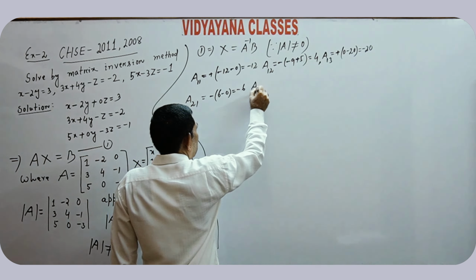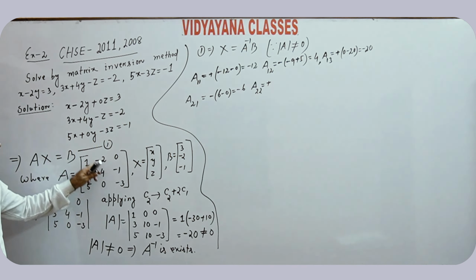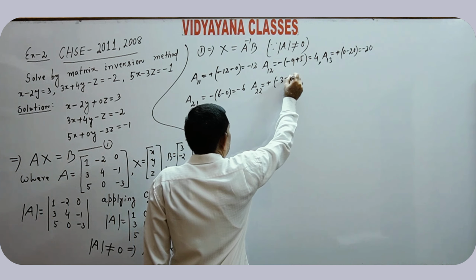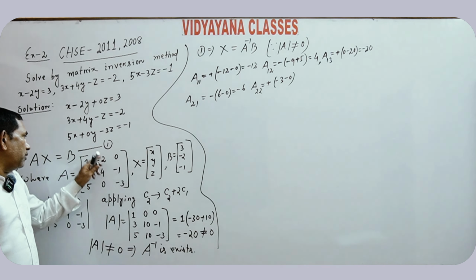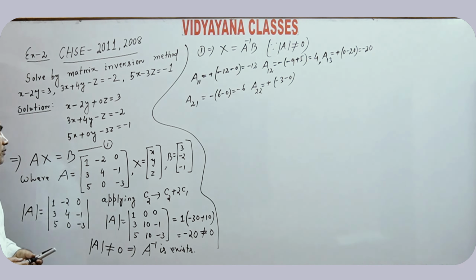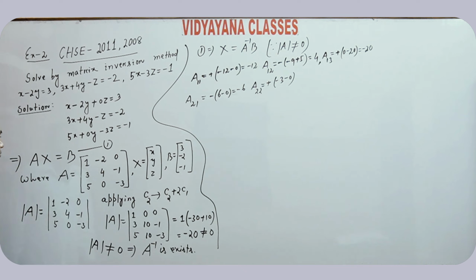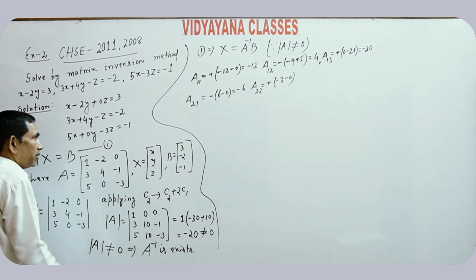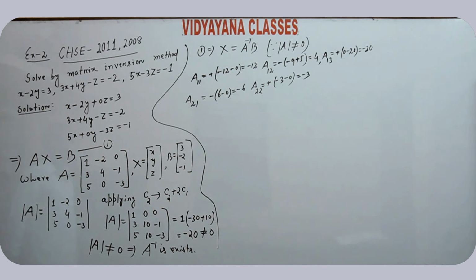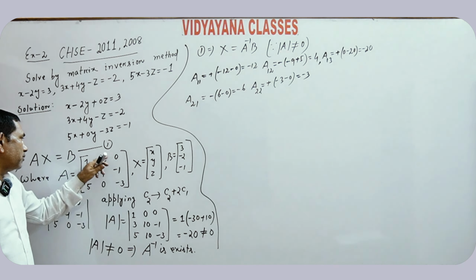A22. Its sign is positive. Deleting second row and the second column, it gives 1 into minus 3, that is minus 3, 5 into 0, that is equal to 0. It gives minus 3. Clear?